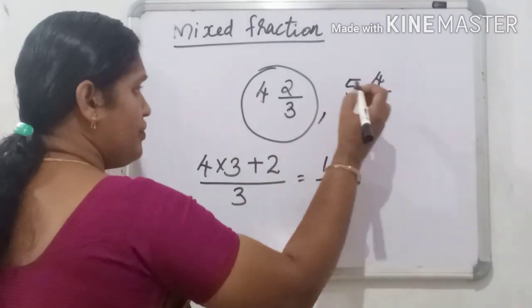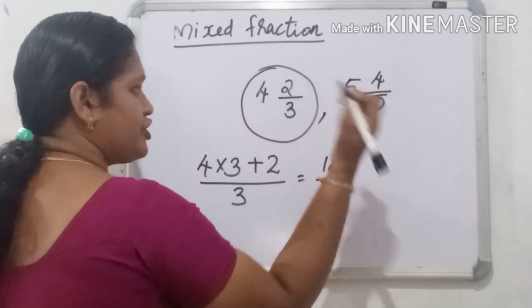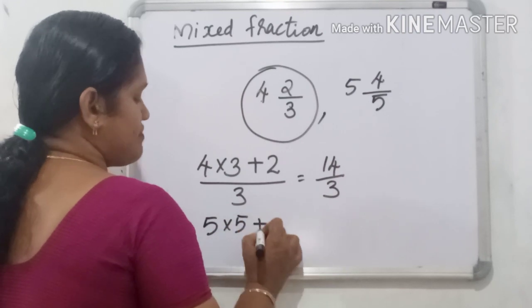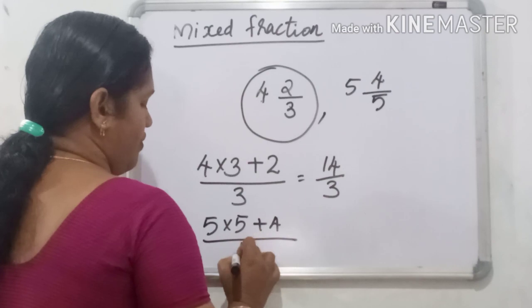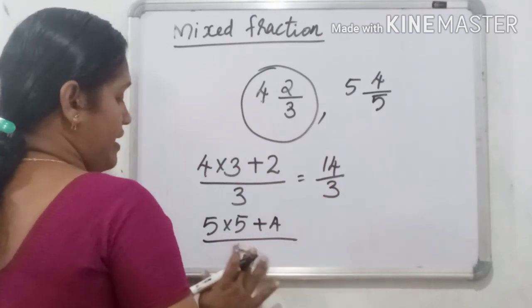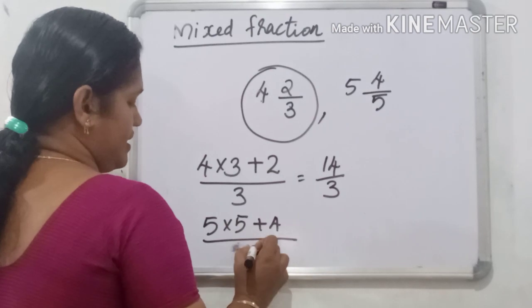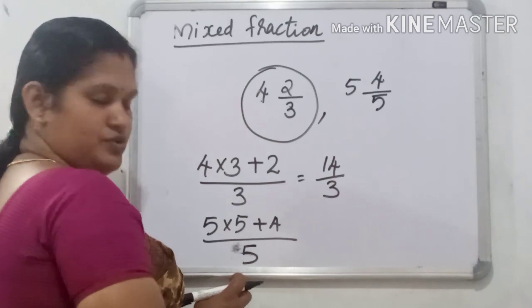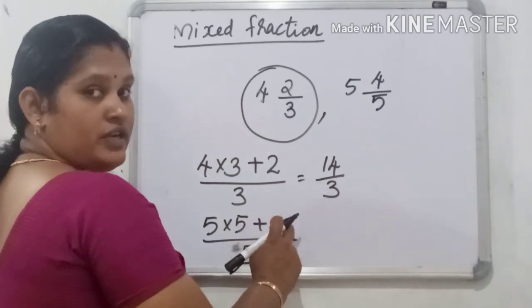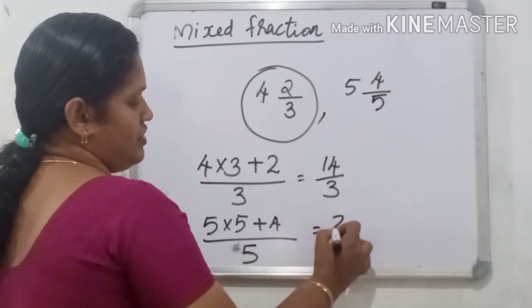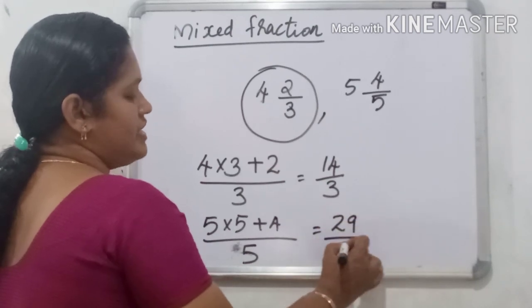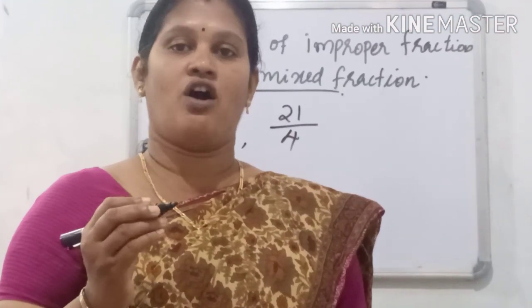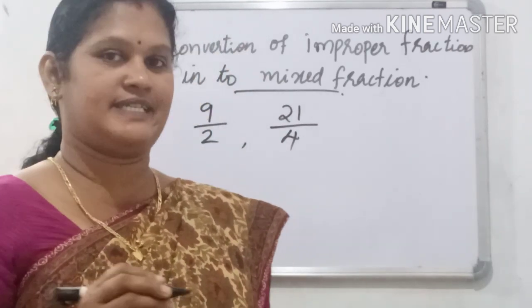And how do we convert this mixed fraction 5 4 by 5 into improper fraction? 5 into 5 plus 4 by 5. Here 5 is the denominator. 5 into 5 equals 25. 25 plus 4, 29, which equals 29 by 5. Okay.